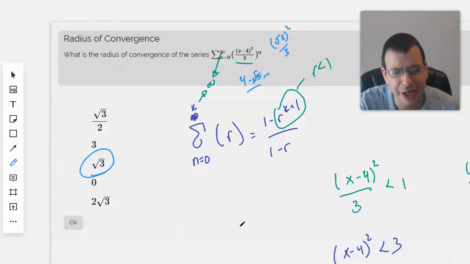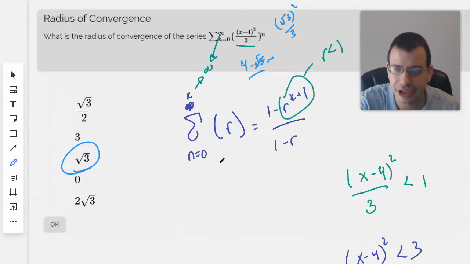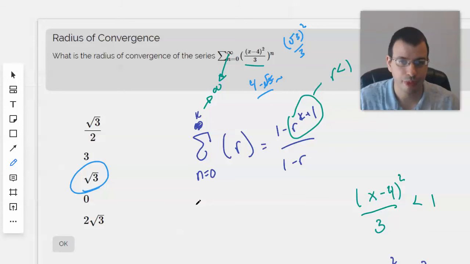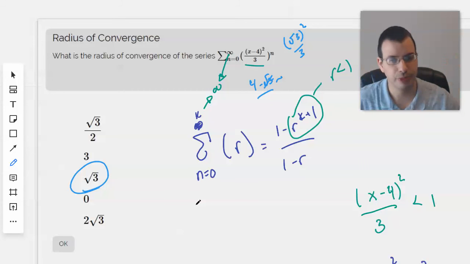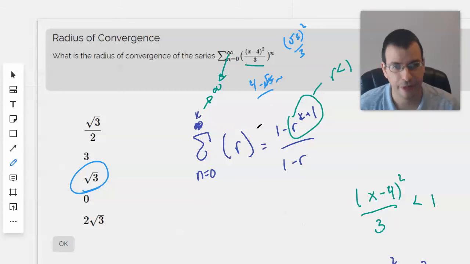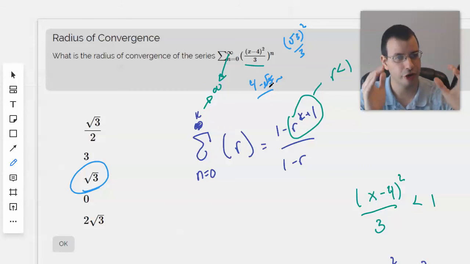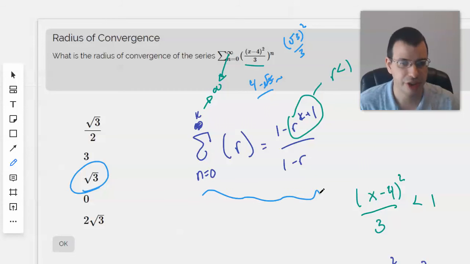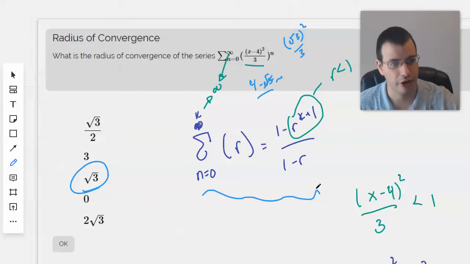Interesting. I need to look at that one a little bit more. There is something I'm missing there. But that's the idea: you can be the square root of 3 plus or minus on either side of 4, and that'll still give you that inner ratio value between negative 1 and 1. You can view it as a geometric series, and a requirement for a geometric series to converge is r less than 1.